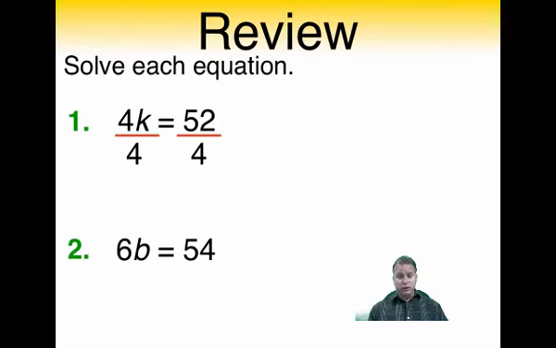You'll need to do this for today, so make sure that you're paying attention. 4 over 4 gives you a big fat 1, and 52 divided by 4 gives you 13. So k is equal to 13. In other words, 4 times 13 equals 52. So if you weren't able to do those, try number 2 and see if you can get the answer on your own this time.